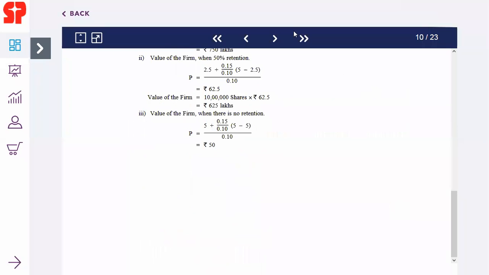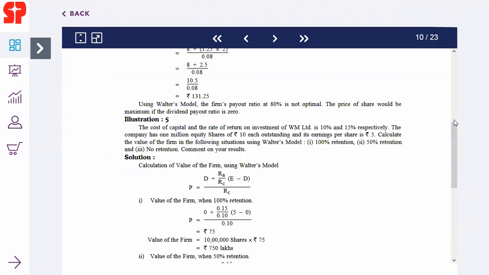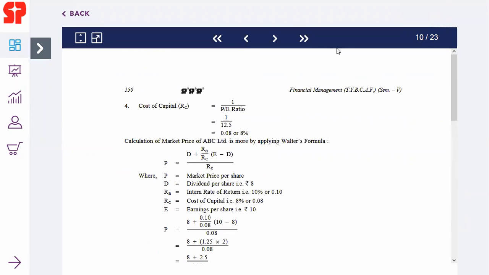Okay. So today we are stopping here only with this illustration. In the next class we will continue with some illustrations.